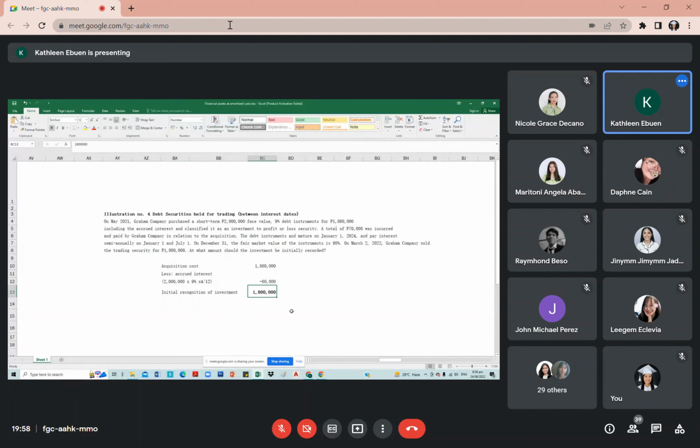1,800,000. I-check nyo kasi, class, kung kailan yung payment ng interest. Ang payment daw ay January 1 tsaka July 1. So, binili nyo ito ng May 2021. Do you think bayad na yung interest ng January, February, March, April? Bayad na po ba yon? Hindi pa, kasi ang payment nga daw ay January tsaka July.